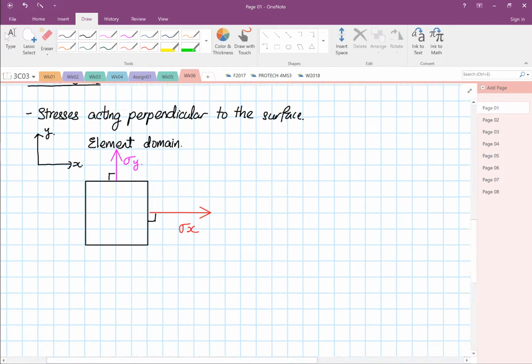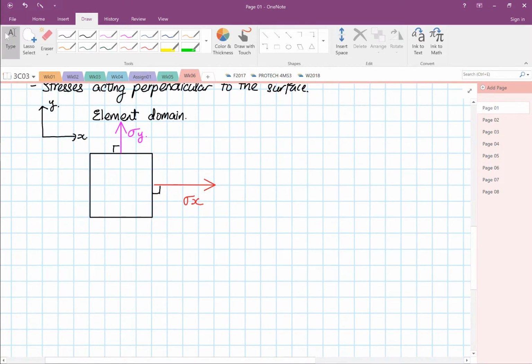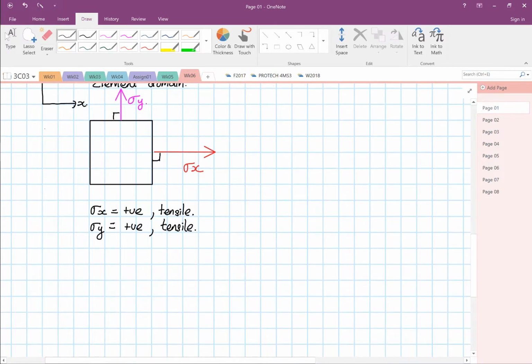So for this case, we realize that stress x, when the arrow is pointing away, is positive because it is tensile. It's pulling away, it's tensile. And then likewise stress y is also positive, and likewise I'm going to call this tensile. So for this example, I would like to emphasize that stress x is greater than stress y.